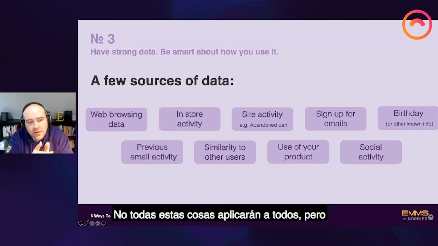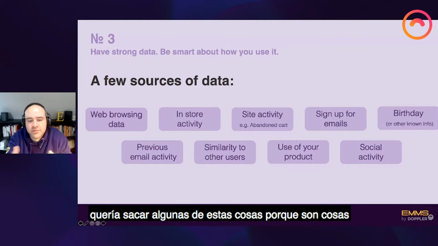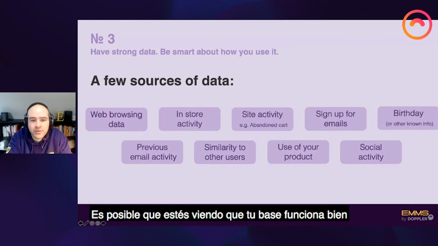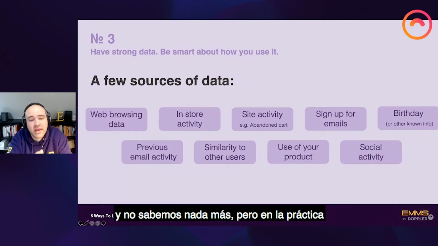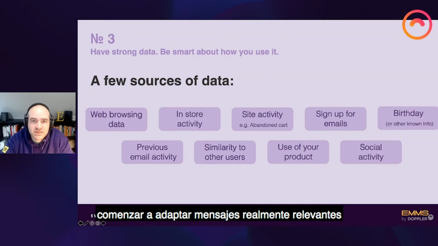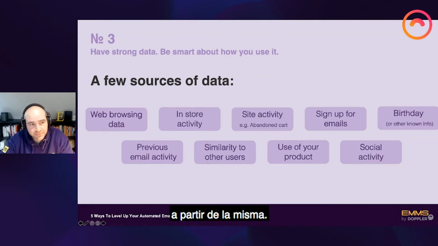So hopefully not all of these things are going to apply to everyone, but I did want to pull out some of these things because these are pretty common things that people do, but there might be things that people haven't really thought of. You might be looking at your database going, well, we only know someone's first name and last name and we don't know anything else. But in practice, you can actually find out quite a lot of this stuff and start tailoring really relevant messages off the back of it.